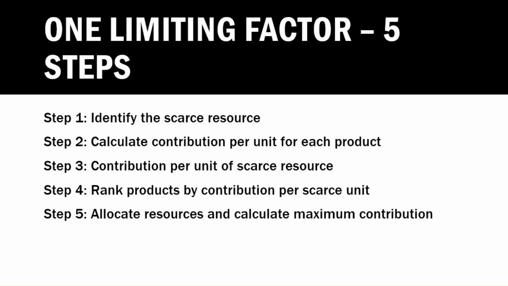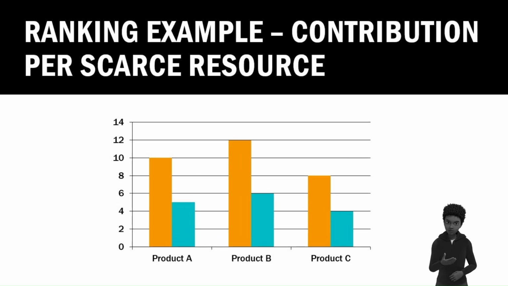One limiting factor: the 5 steps. If there is only one limiting factor, we solve it using key factor analysis. Step 1. Identify the scarce resource. Step 2. Calculate contribution per unit for each product. Step 3. Calculate contribution per unit of the scarce resource, for example, contribution per labor hour. Step 4. Rank the products in order of their contribution per scarce resource. Step 5. Allocate the scarce resource following this ranking and calculate the maximum total contribution.